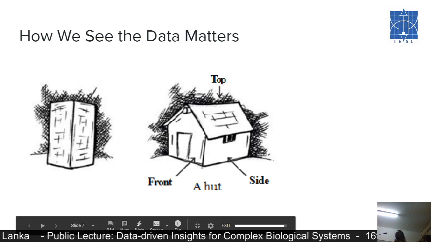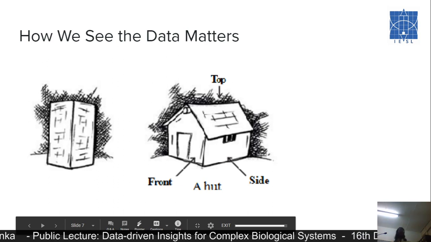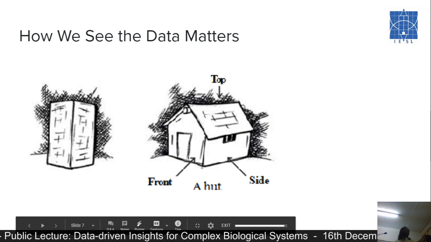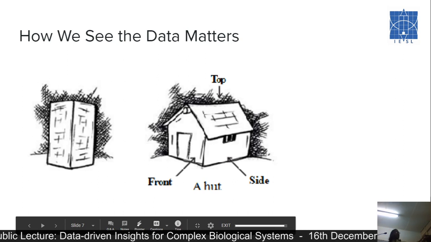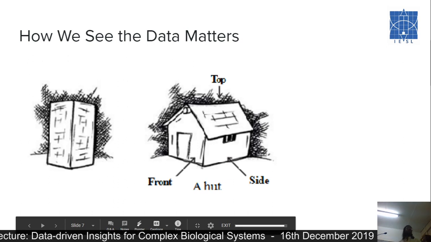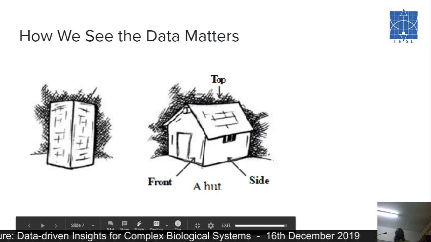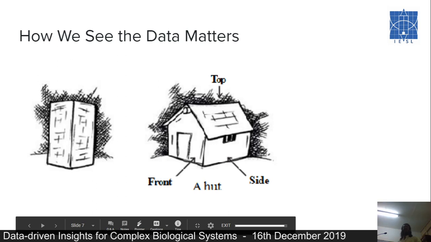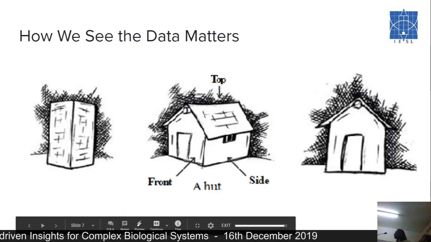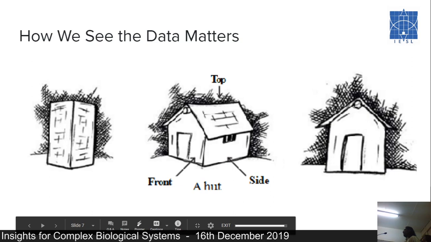So how we look at the data matters. And if you look from the wrong perspective, we will not get that story behind the data. As you can see, the first picture is two-dimensional, and the second one is sort of a 3D reconstruction. But even in the two-dimensional world, we can actually represent this house. If you look at it from this angle, we can clearly see that it's a house. So it's not about the number of dimensions available to you. It's about using them in a way that makes sense of your data.